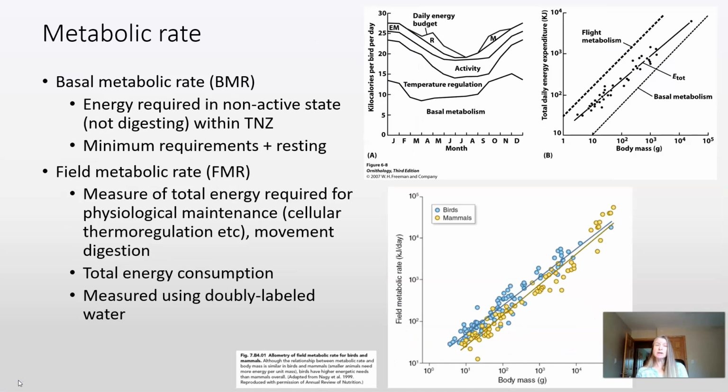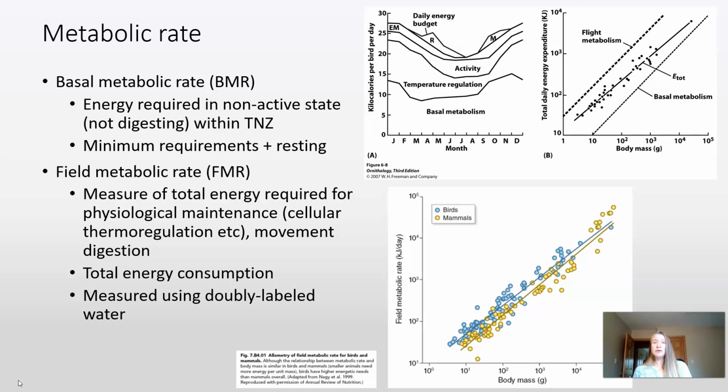With metabolic rate, we can be more specific. So there's basal metabolic rate, or BMR. This is the energy required in a non-active state. So you're not digesting anything. And this is within your TNZ, so this is your thermal neutral zone. So the temperatures where you don't have to spend additional energy to create or maintain your temperature. So basal metabolic rate is the minimum requirements plus resting requirements, okay?